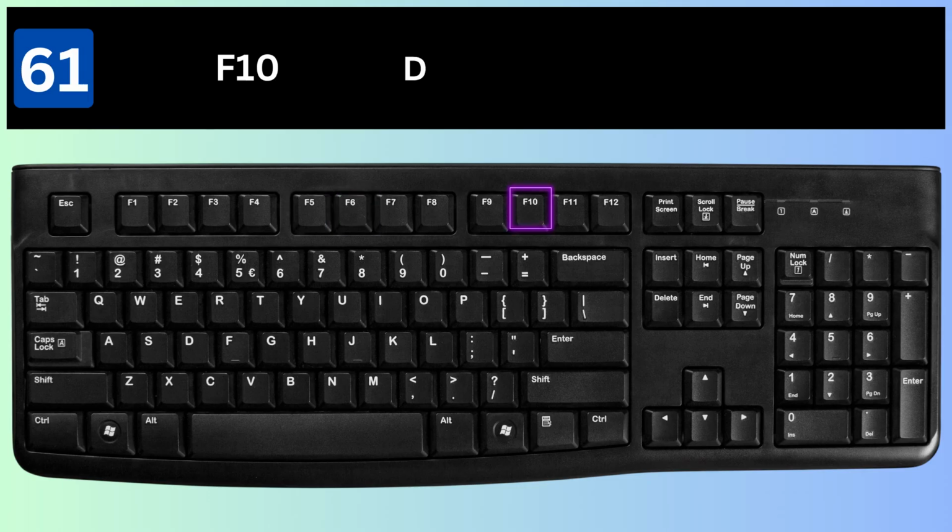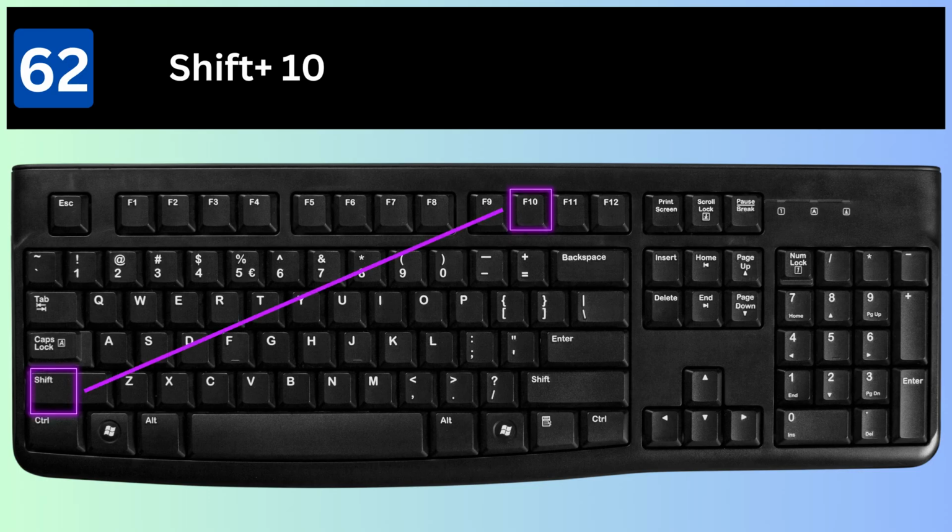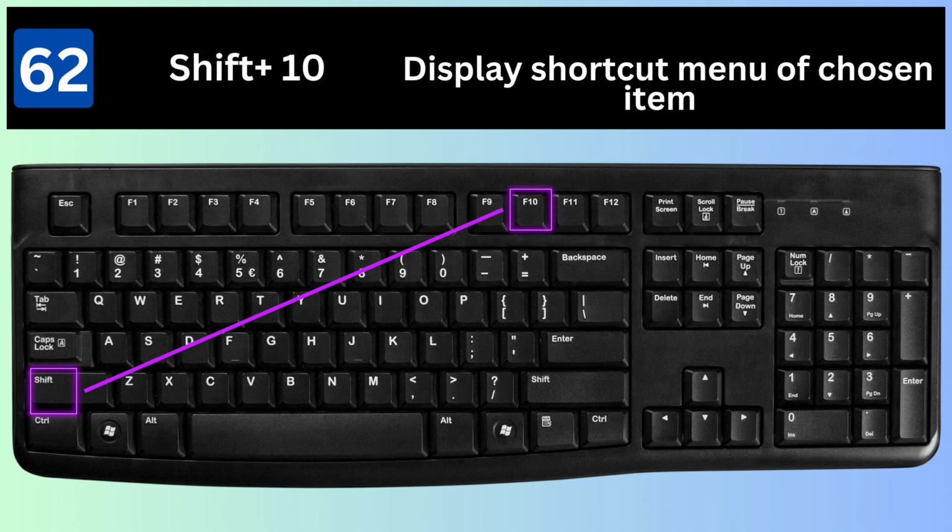F10. Display the menu bar in software currently open. Shift plus F10. Display shortcut menu of chosen items.